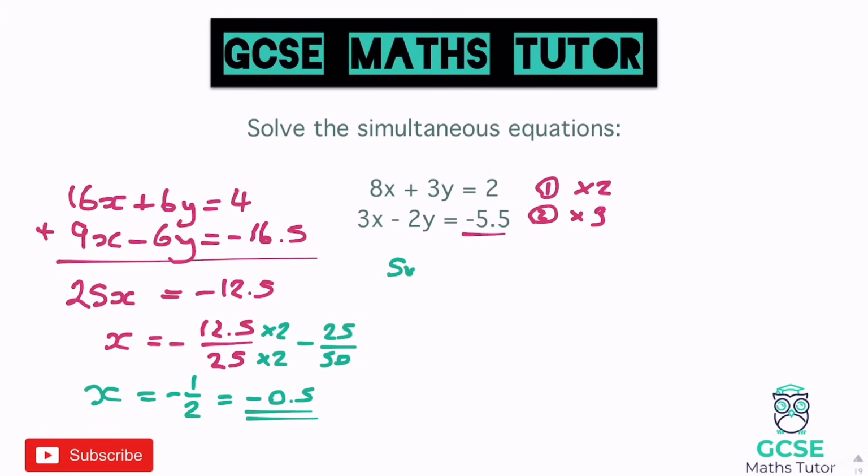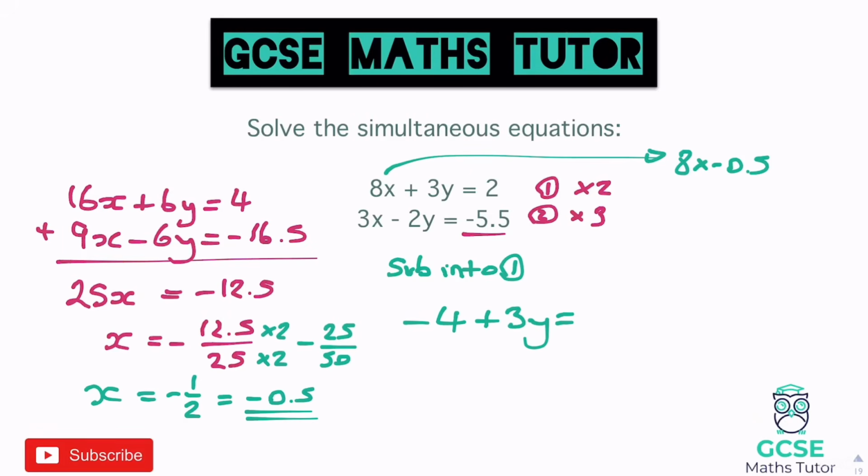Now let's sub that in. I'm going to sub it into equation 1 just to avoid using that negative 5.5. I'm going to sub it into 1, let's hope we get a nicer value here. So negative 0.5 into equation 1, we could do that working out to the side. You've got 8 lots of negative 0.5. Now 8 lots of a half is 4, so 8 lots of negative a half is going to be negative 4. So we get negative 4, add 3y equals 2. Add 4 to both sides, so add this 4. And you get 3y equals 6, and then dividing by 3, you get y equals 2 as your final answer there.